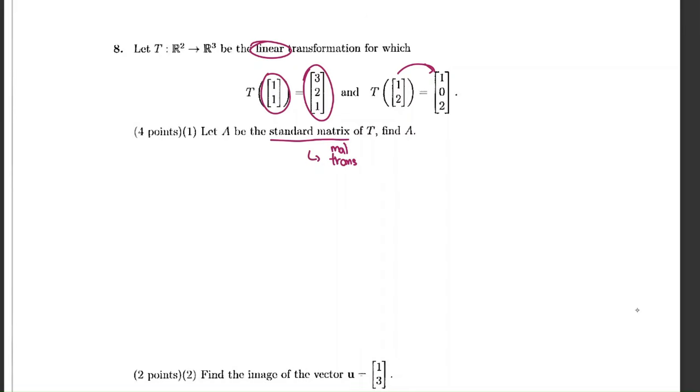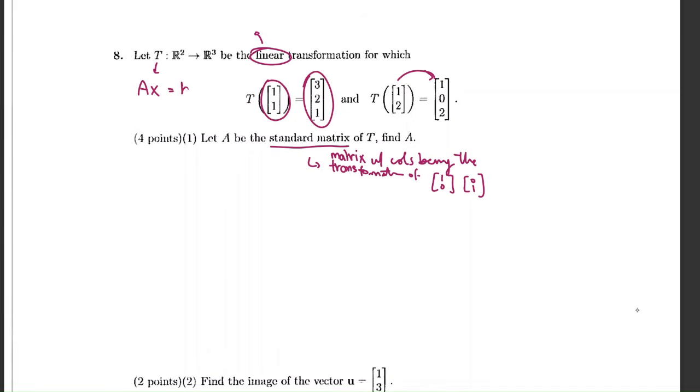So matrix with columns being the transformation of your linear basis. So in this case your linear basis would be 1, 0 and 0, 1. Okay, and also because this is a linear transformation, we have linearity properties, right? So we can write this transformation as AX equals B, where B is the resulting vector in the R3 vector space.